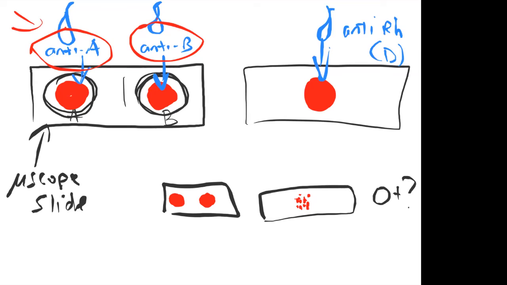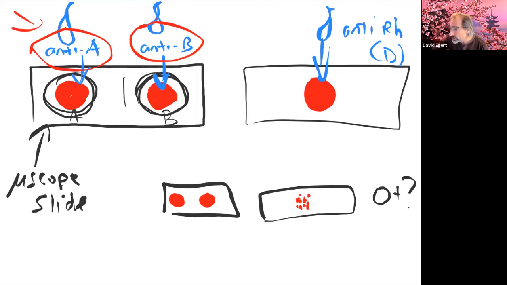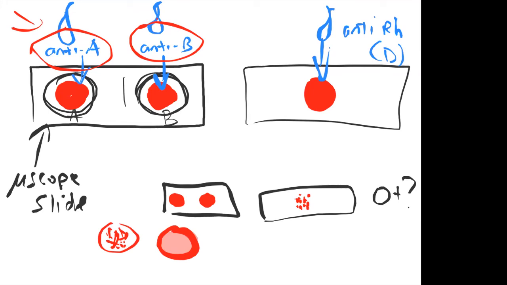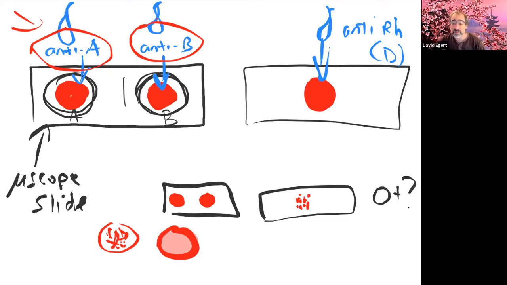What does it look like when it undergoes agglutination? You will see in just a few moments, actually. It looks kind of clumpy as opposed to just smooth and red. But you'll see some actual pictures of it in just a few moments. So are there any questions about this?